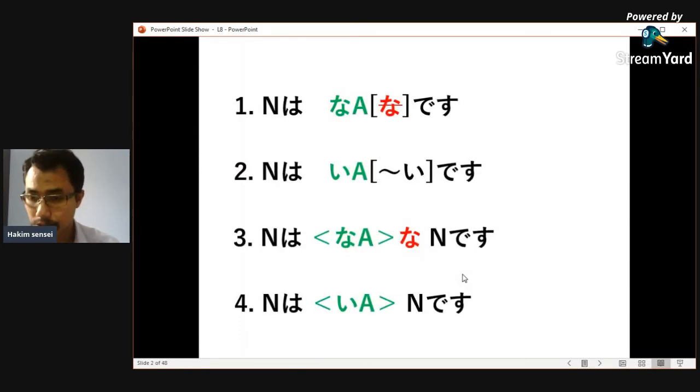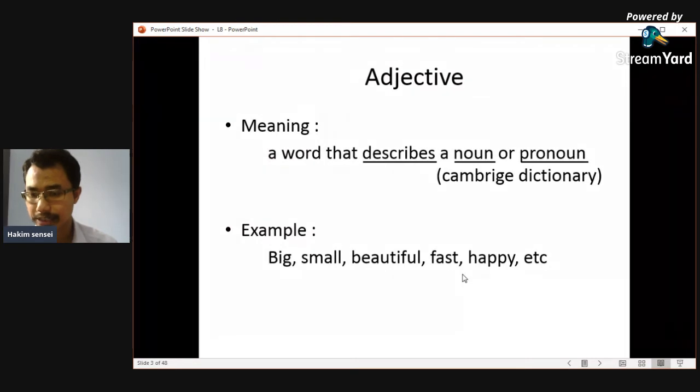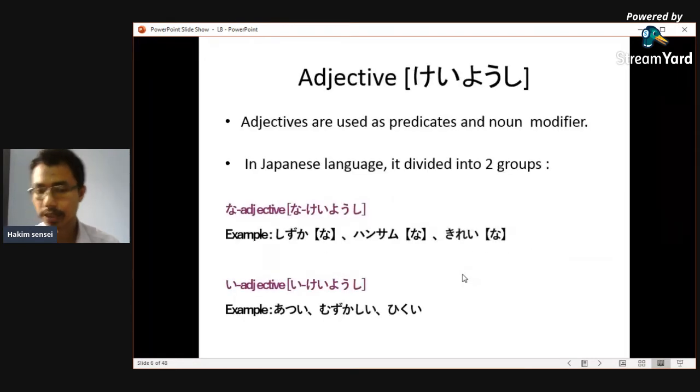All right, so again in lesson 8, our main subject is adjectives. As I mentioned to you inside the class, there are two types of adjective in the Japanese language. The first one is na-adjective, another one is i-adjective. What is the difference? At the end of a na-adjective word, it must end with the na character. For an i-adjective, it must end with the i character. This is the big difference between na-adjectives and i-adjectives.